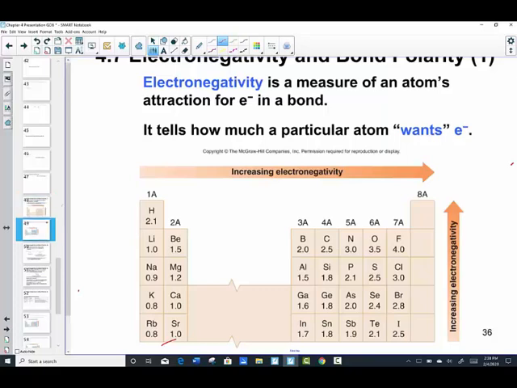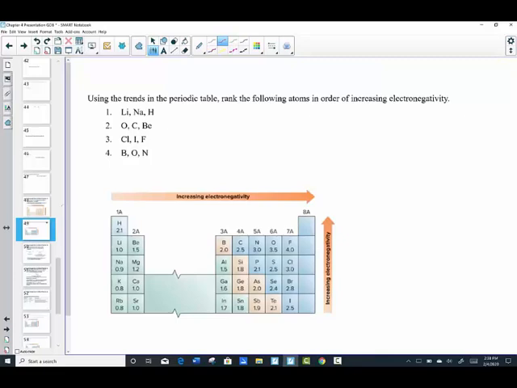Electronegativity increases across a row and increases going up a column as atoms get smaller, with fluorine being the most electronegative element. Just use those trends without even understanding the numbers. You don't have to memorize those, just use the trends. Rank the following atoms in order of increasing electronegativity. Increasing means lowest to highest, and of course, highest would be who's closest to fluorine and who's the furthest away.